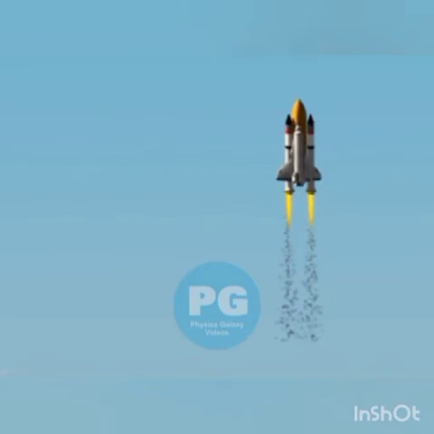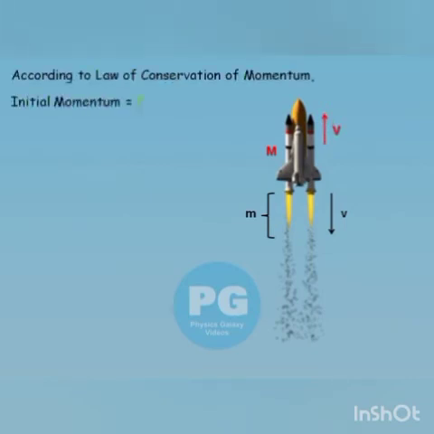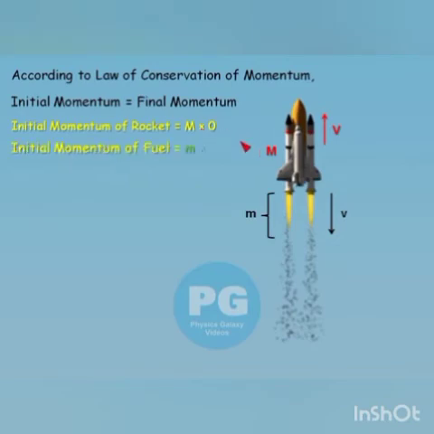Suppose the gases are ejected at a velocity of small v, and the mass of the fuel gases is denoted by small m. The mass of the rocket is denoted by capital M, and it moves forward with the velocity of capital V. Now, according to the law of conservation of momentum, we know the initial momentum is equal to the final momentum. Now the initial momentum of the rocket can be stated as mass into velocity. Initially the rocket was at rest, so its velocity was 0. So the initial momentum of the rocket is M into 0, that is 0.